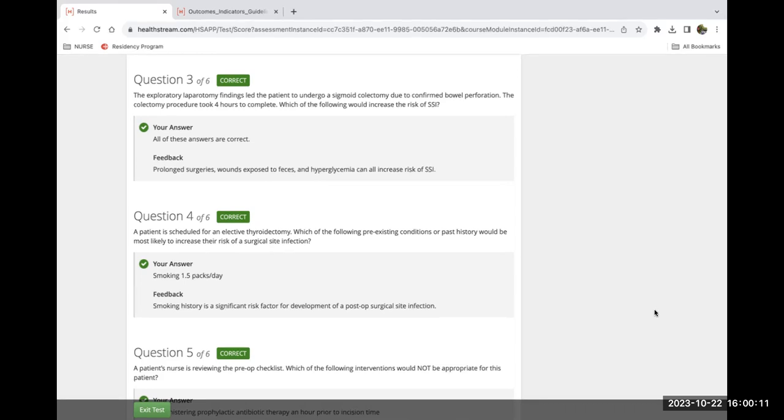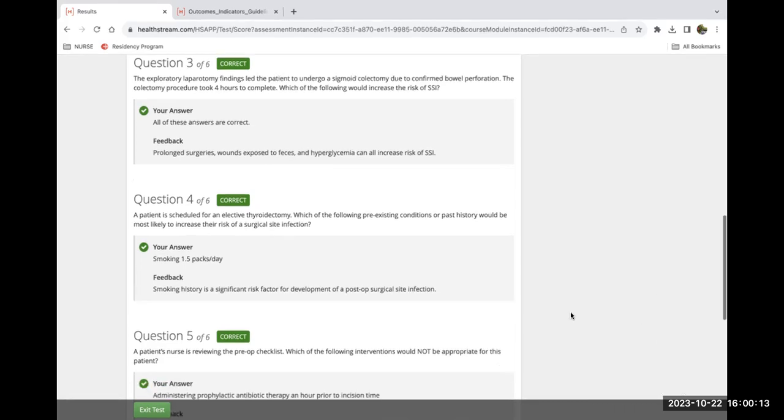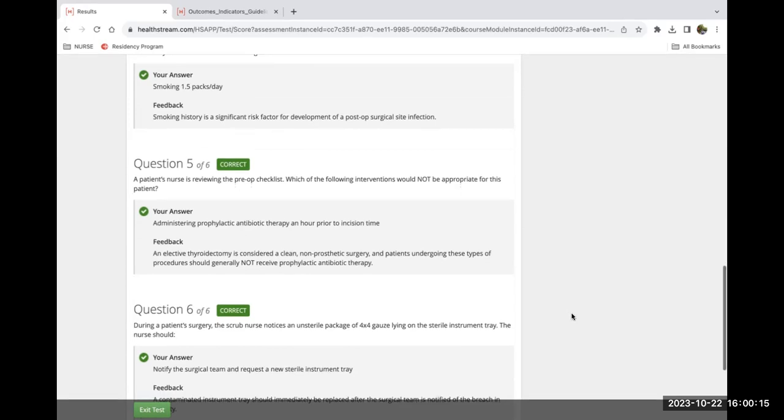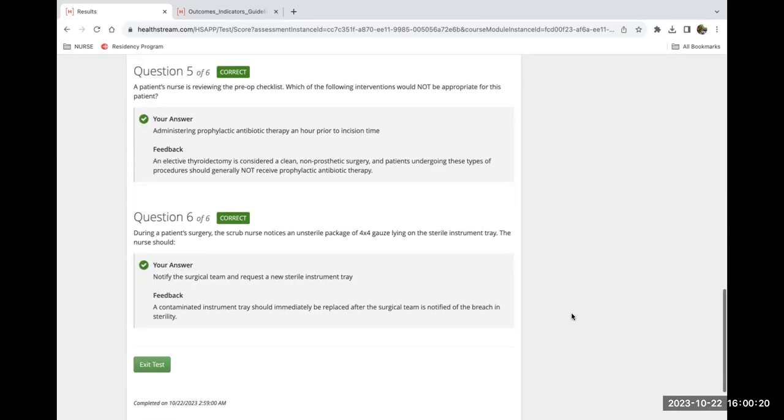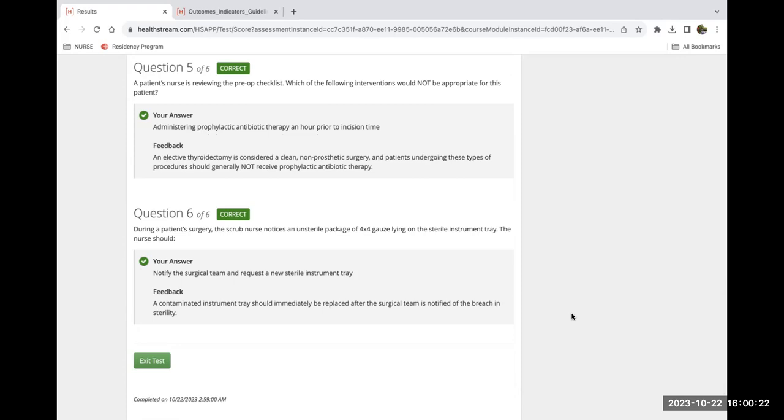All of these answers are correct. Smoking is a significant risk factor for development of surgical site infection. An hour prior, it should be 30 minutes. An elective thyroidectomy is considered a clean, non-prosthetic surgery, and patients undergoing these types of procedures should generally not receive prophylactic antibiotic therapy.